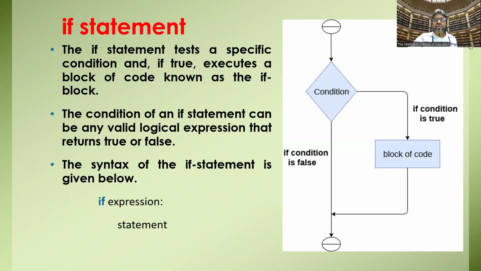Next. When I explain the if statement, I want to start from the flowchart, when we check the condition and the condition is true. But before the flowchart, let's see the expression. If the expression, whatever condition I am checking, is true, then it goes to the program statement we write, which is called the block of code. After that, it will stop.